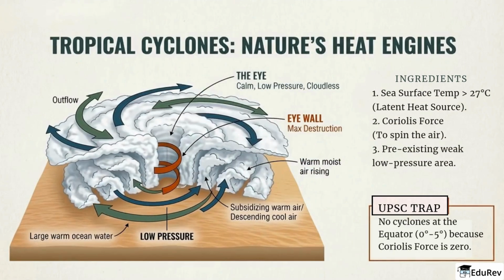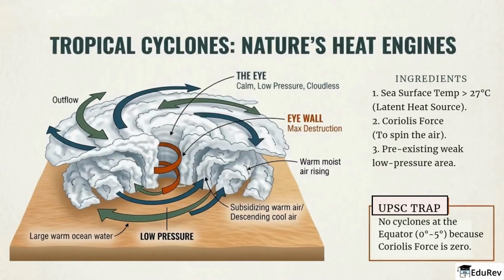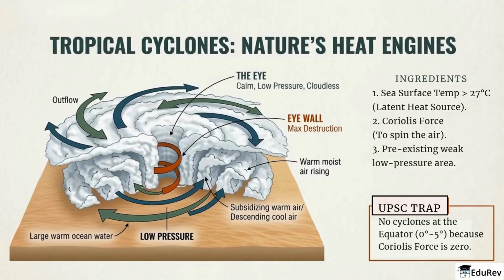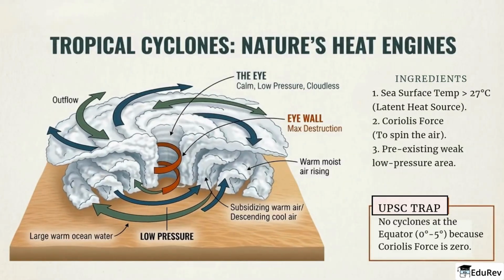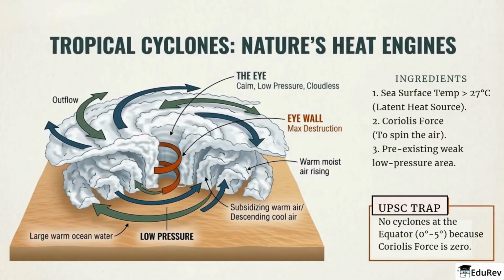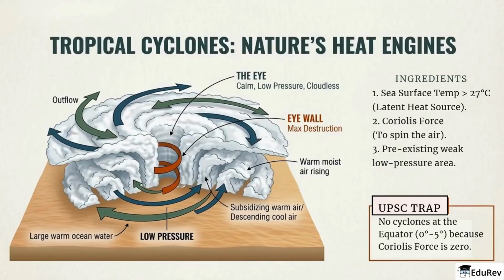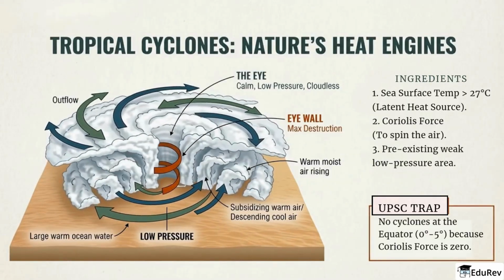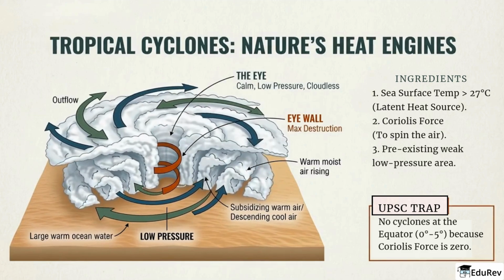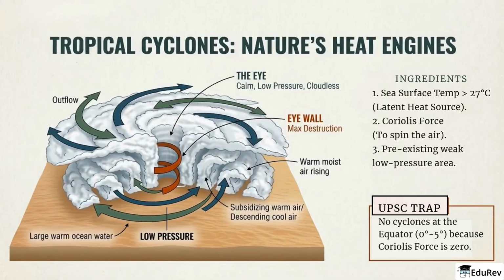Now we move to tropical cyclones, basically nature's heat engines. The structure is important. There's an eye, which is calm, low pressure, and cloudless. Around it is the eye wall, where maximum destruction happens. And the air movement is shown clearly. Warm moist air rising, outflow at the top, and subsiding warm air with descending cool air around.